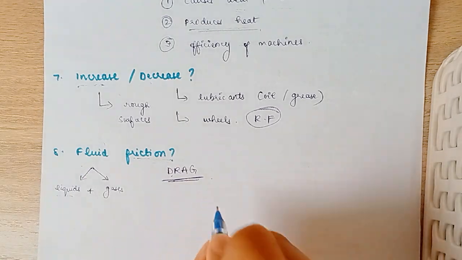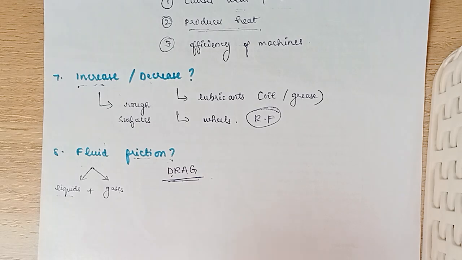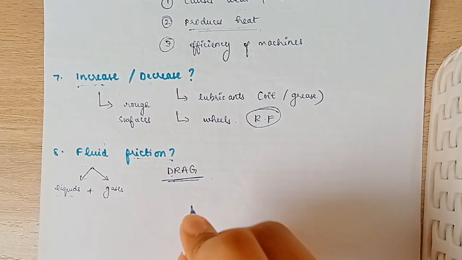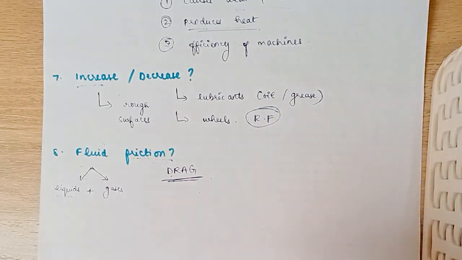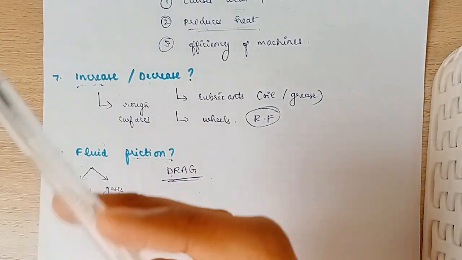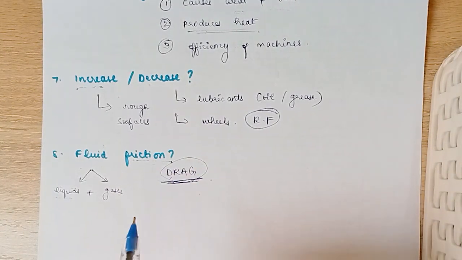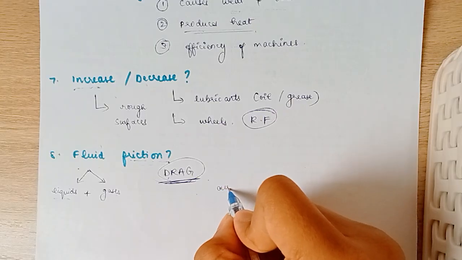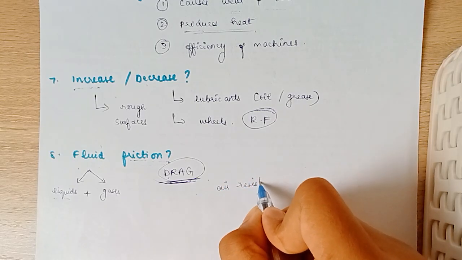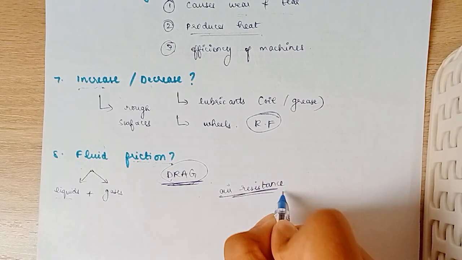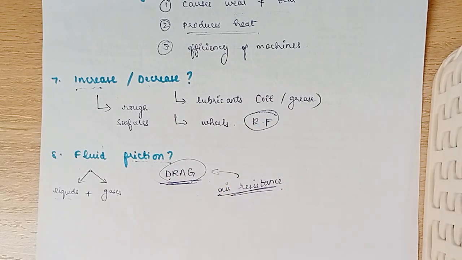For example, when you drive, or if you have traveled in a bicycle, then when you travel faster, you'll be feeling a gush of air on your face. That is called as drag. It is basically the air resistance. So air resistance is one of the frictions, and it is a drag.